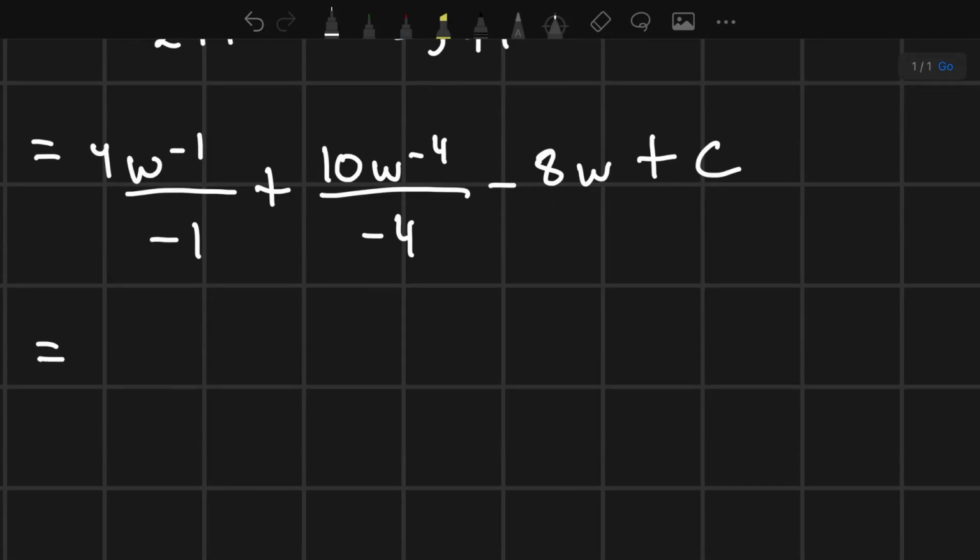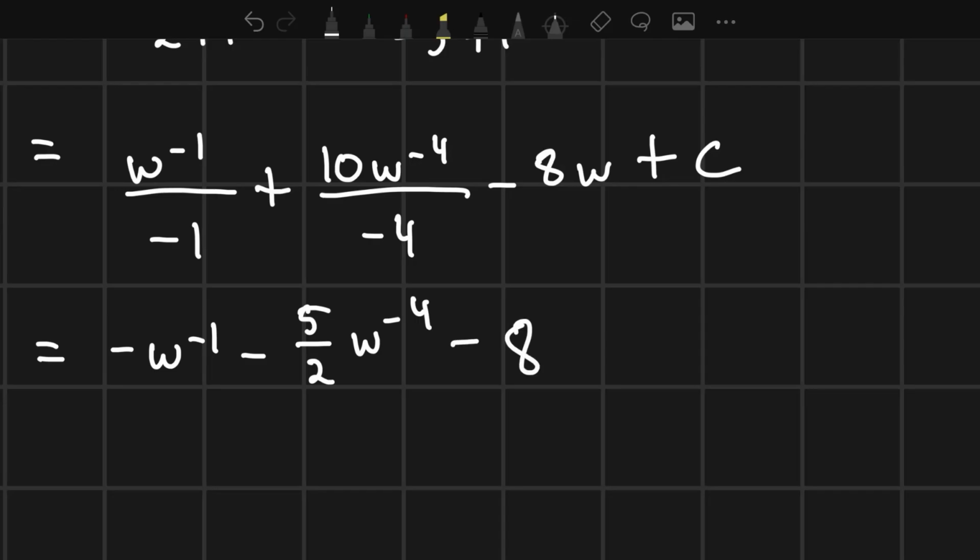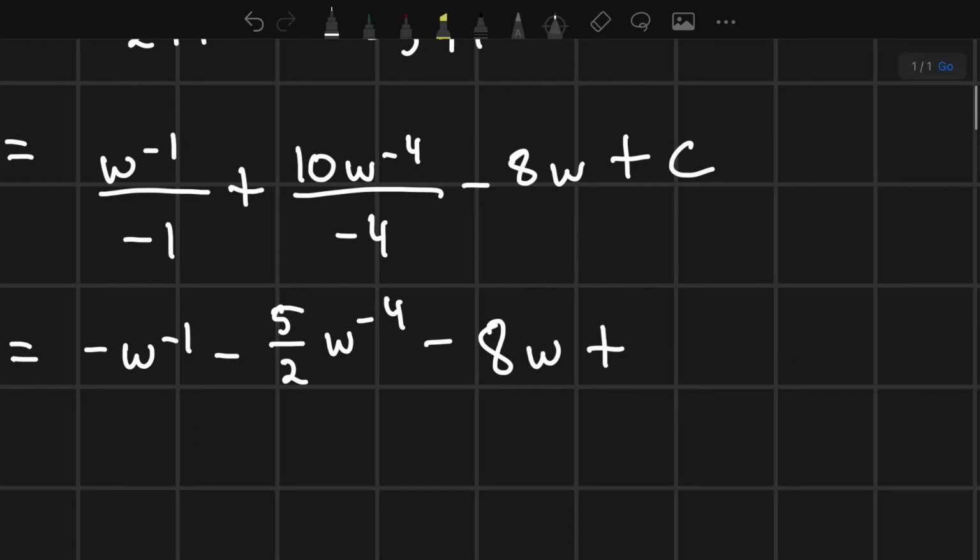So we have an imaginary 1 here, which we don't write. So 1 divided by -1 is just negative w to the power -1. And then 10 divided by -4 is negative 5 over 2, which is a fraction, so we could write it as a fraction, w to the power -4. And we already integrated 8, which is just -8w plus c.